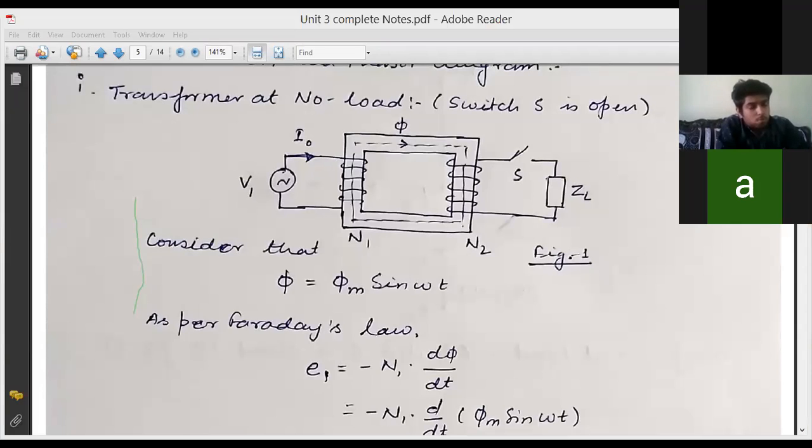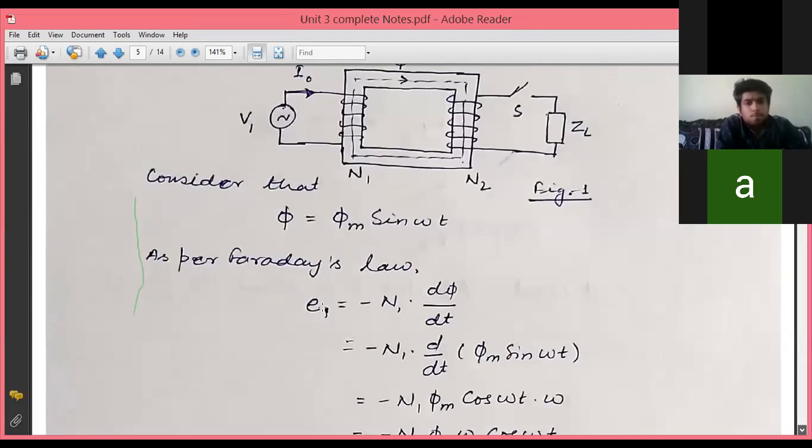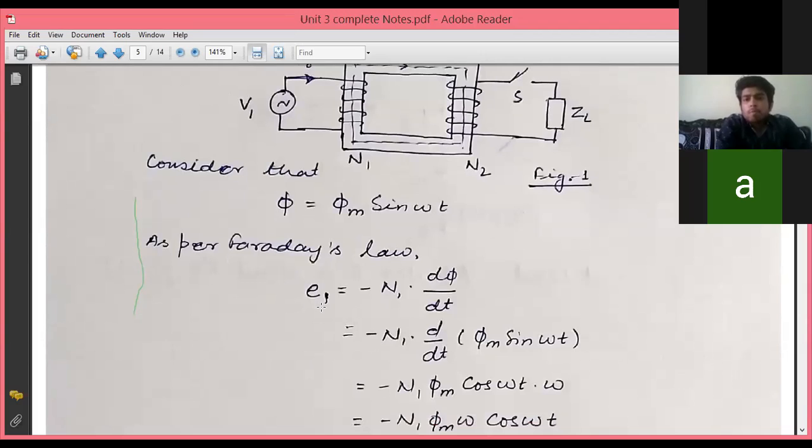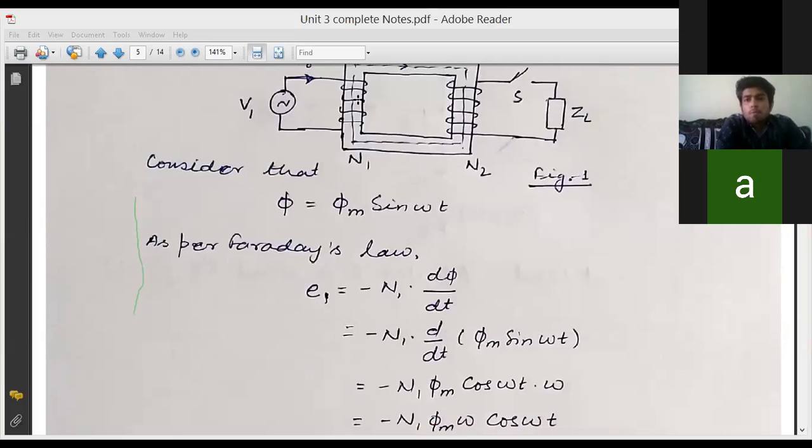To do this, we will see Faraday's law, which gives the formula E1 equals minus N1 into d phi over dt. This E1 is the EMF induced in the primary winding, N1 is the number of turns in the primary winding, and d phi over dt is the rate of change of flux linked with the primary winding. We have already considered the flux, phi equals phi m sin omega t.